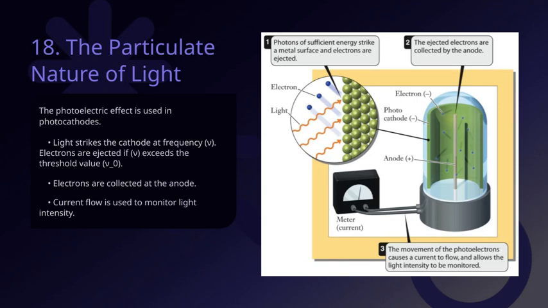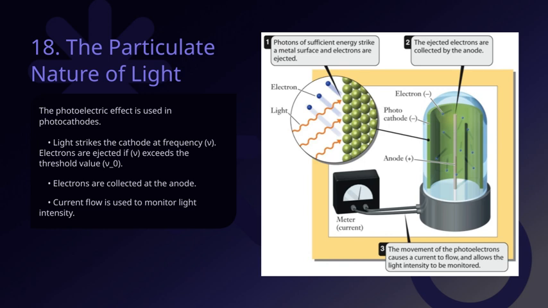Now let's look at how current flow is used to monitor light intensity. When light hits the device, electrons are collected at the anode, creating a measurable current. This current directly relates to the number of photons striking the surface, so it gives us a way to gauge how bright the light is.